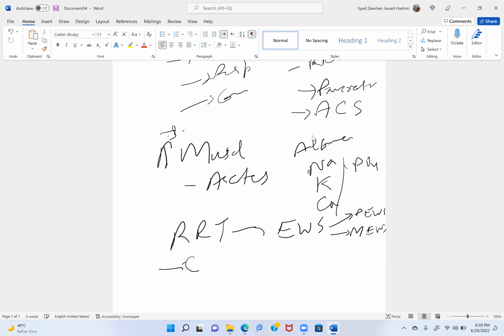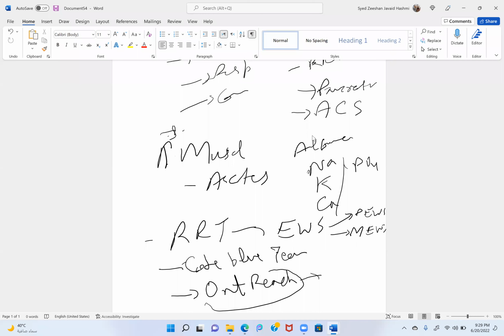Then there is the code blue team. They can ask you about it. I cannot tell you in detail. There is a code blue team for cardiac resuscitation. There is another team, the critical care outreach team, for patients who are discharged from ICU and are getting care in the step down. They are also in the wards, getting care like suctioning or any advice there.